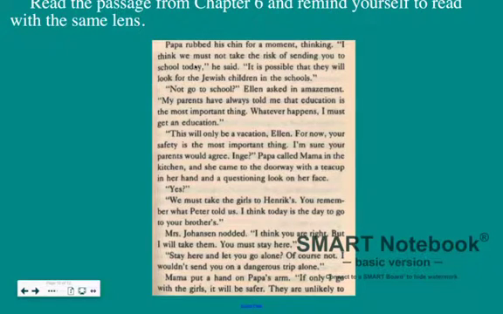Papa rubbed his chin for a moment, thinking. "I think we must not take the risk of sending you to school today," he said. "It is possible that they will look for Jewish children in the schools." "Not go to school?" Ellen asked in amazement. "My parents have always told me that education is the most important thing. Whatever happens, I must get an education." "This will only be a vacation, Ellen, for now. Your safety is the most important thing. I'm sure your parents would agree."